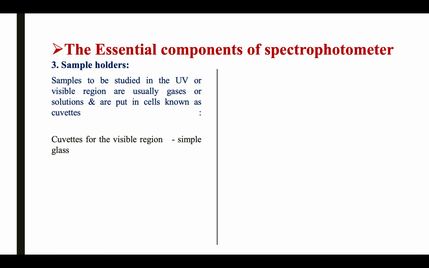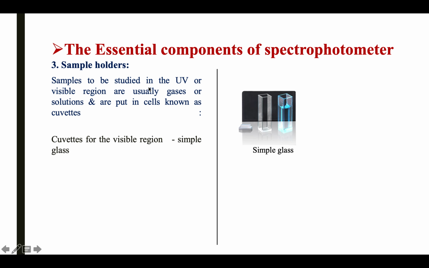First, we'll see the visible region. A simple glass cuvette will be used. This is one example of a cuvette. It is kind of a square. Inside you can put your solution, and you can put the lid on top of that so your solvent does not evaporate. These simple glass cuvettes are generally used for the visible regions.